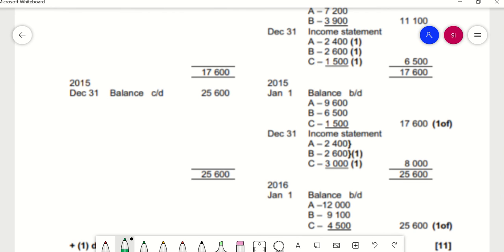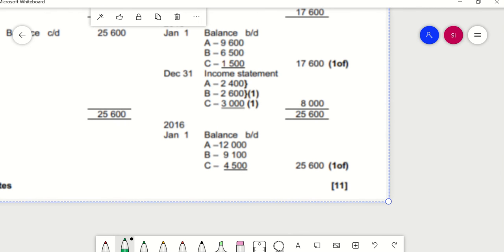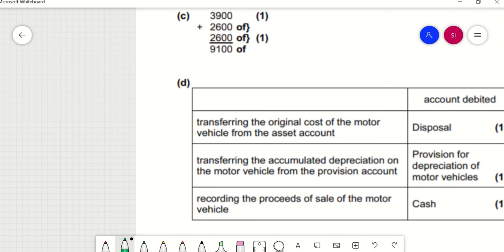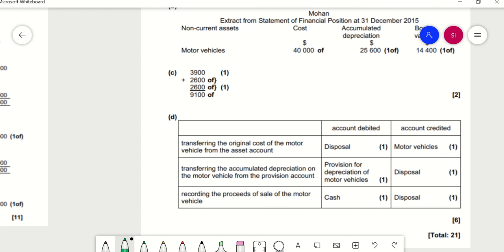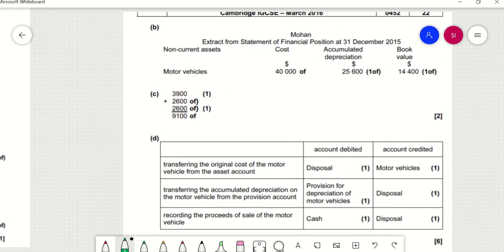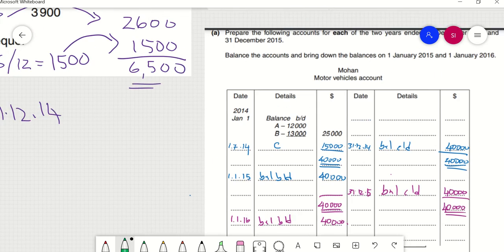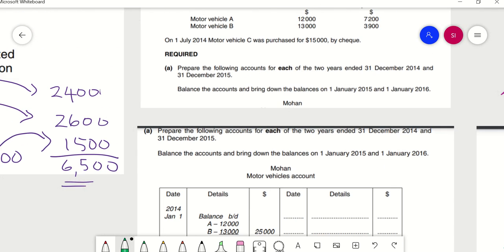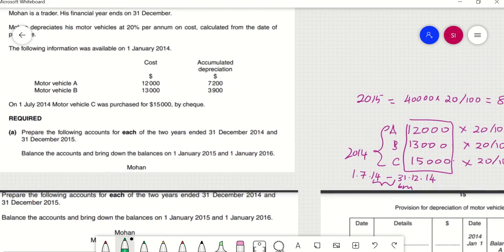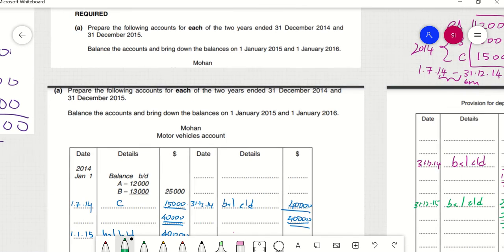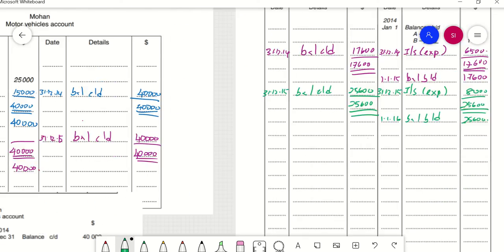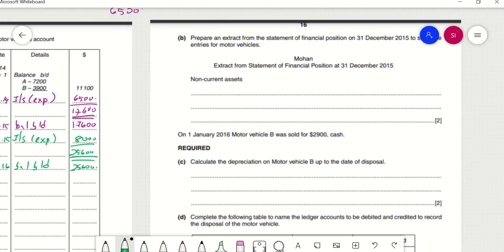Now you can see you have the same answer over here. They had given the breakdown. That's not important. You can just calculate it the way that I had done it for you guys. Now the next question here is, right, we are done with A and B. We had prepared this one. Now the next question here is, show the extracts for 2015 non-current asset.